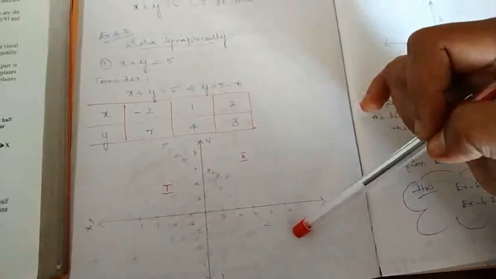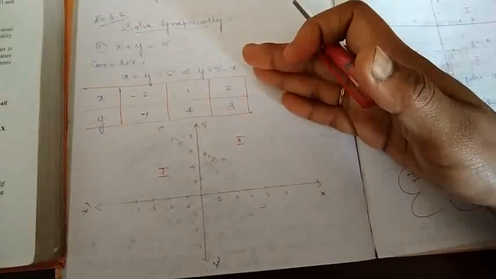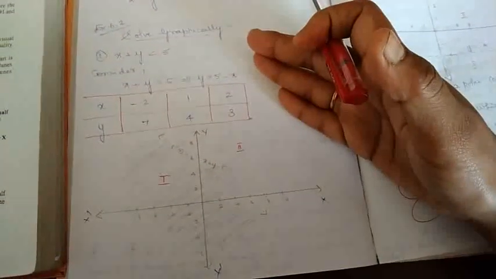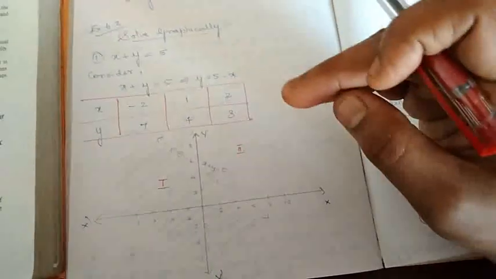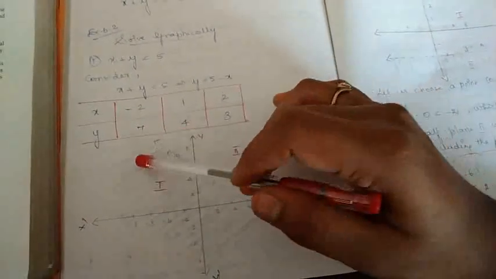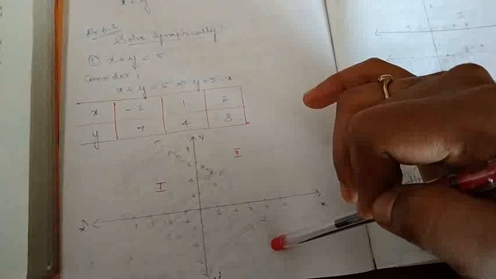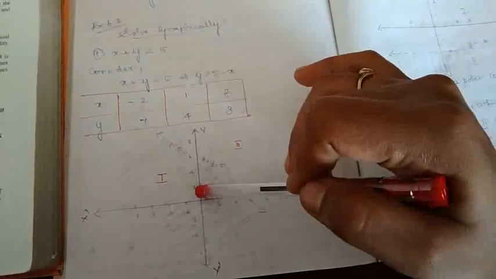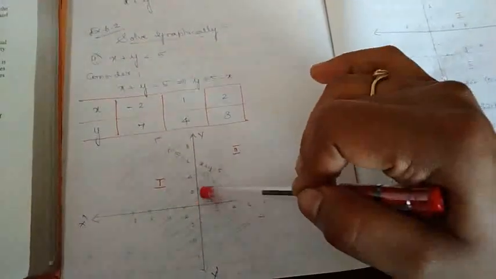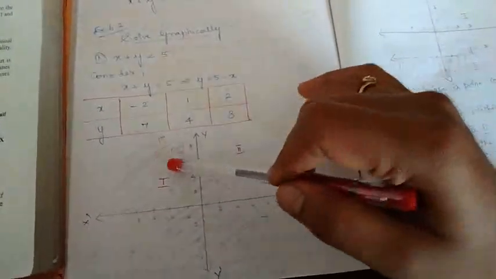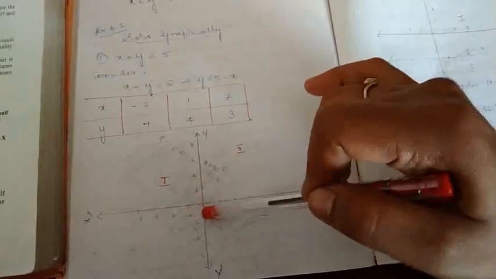After drawing the line, you split the plane into two, 1 and 2. It is not necessary that this should be 1 and that should be 2. It's your wish. The second step is to choose a point which is not on the line. If the line is not passing through the origin, the better option is to go for the origin, because your calculations will become easier. Now the line is not passing through the origin, so I am going to choose the origin as my point.